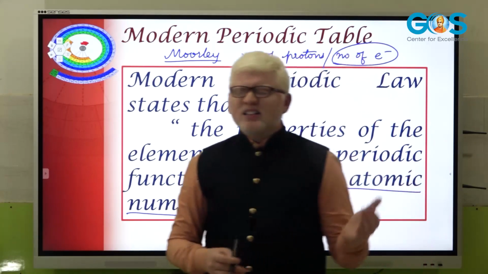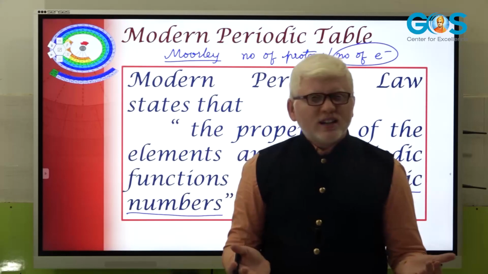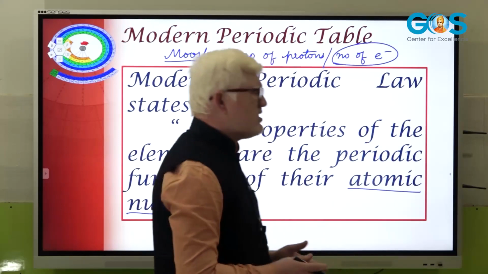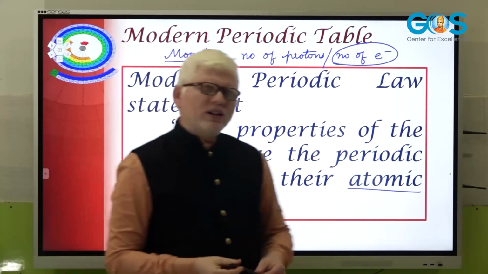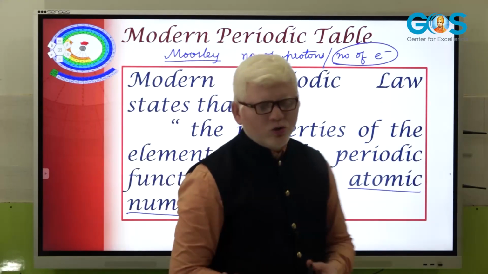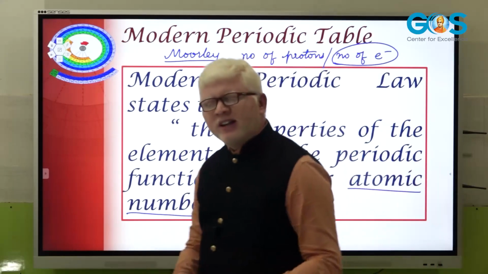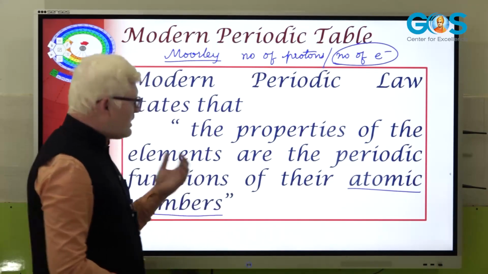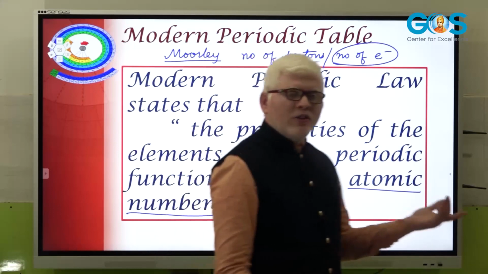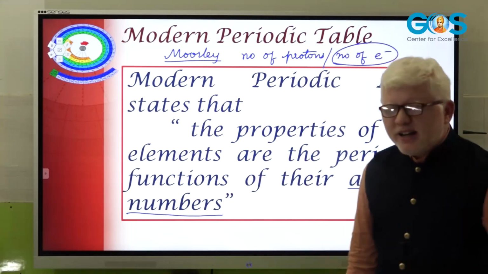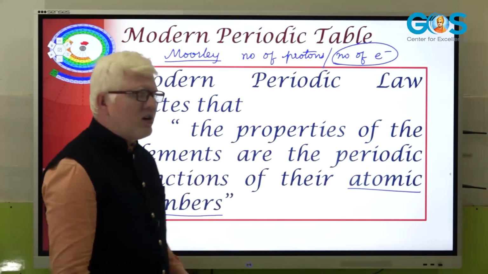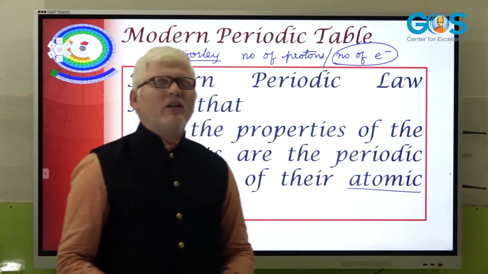But earlier classifications took atomic weight as a criteria for deciding the properties of elements. That's why the earlier classifications failed. Atomic weight doesn't play a vital role in the classification. In order to overcome this main failure, the atomic weights were replaced with atomic numbers. Why? Because atomic number means nothing but the number of electrons, and the properties of an element are decided based on the number of electrons. Based on this modern periodic law, we designed the modern periodic table.